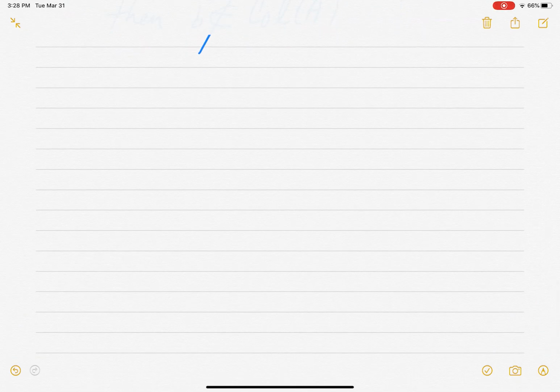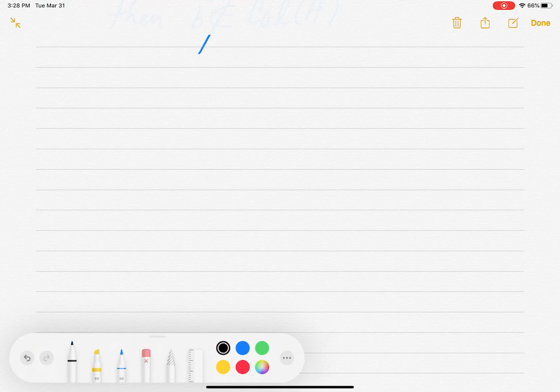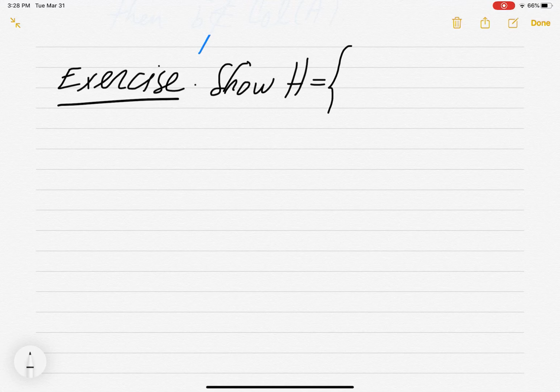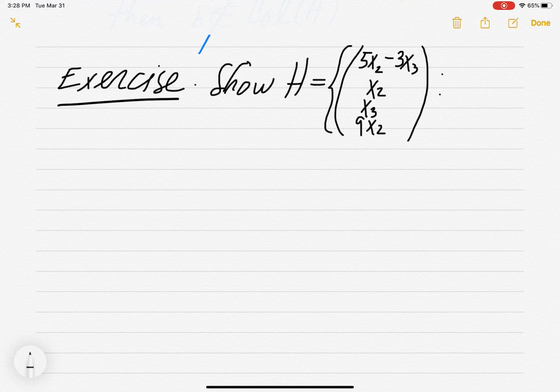Okay, we want to do one more exercise here. This is something we've actually done in a previous video, but now we're going to talk about it in terms of the column space. Show that H, which is a set of vectors taking on the form 5x2 minus 3x3, x2, x3, 9x2, this set of vectors in R4, such that x2 and x3, these two parameters, are real numbers, is a subspace of R4.